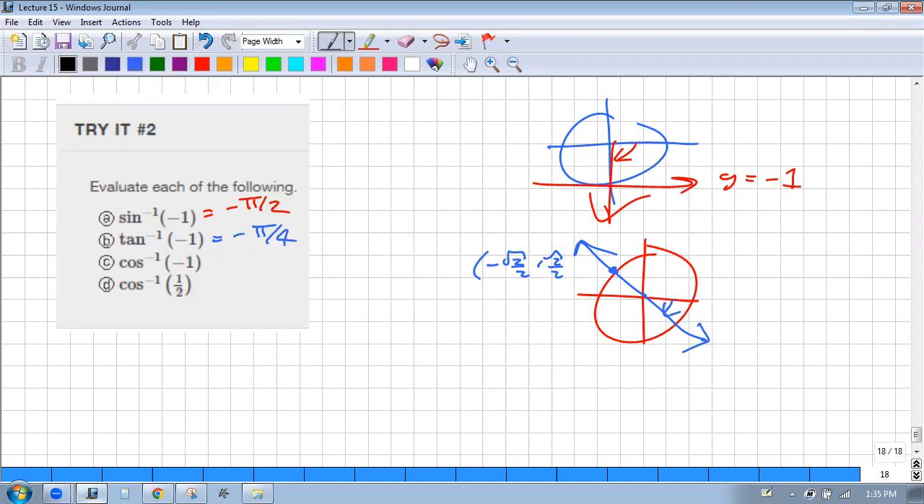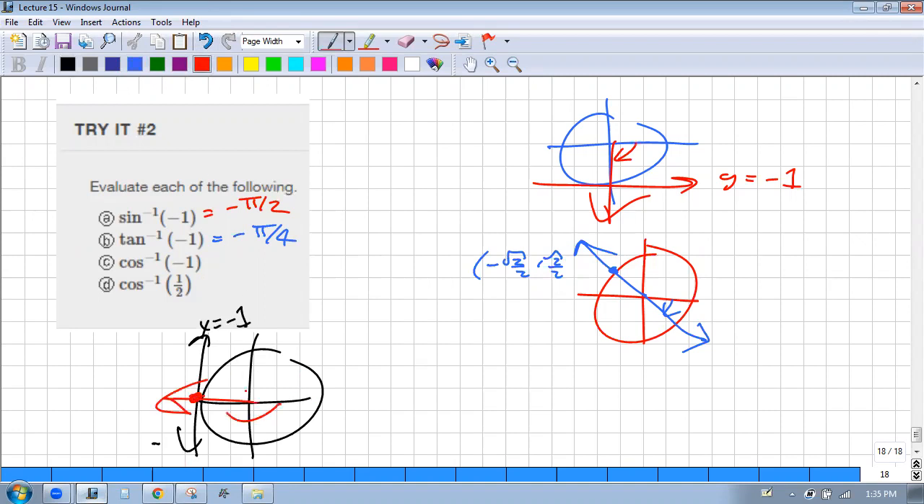Cosine inverse of minus 1. Cosine is the x value. So here is the line x equals minus 1. So we have this angle. We're not going to give it that one. Cosine inverse always gives me the one on the top half, the one that's between 0 and pi.